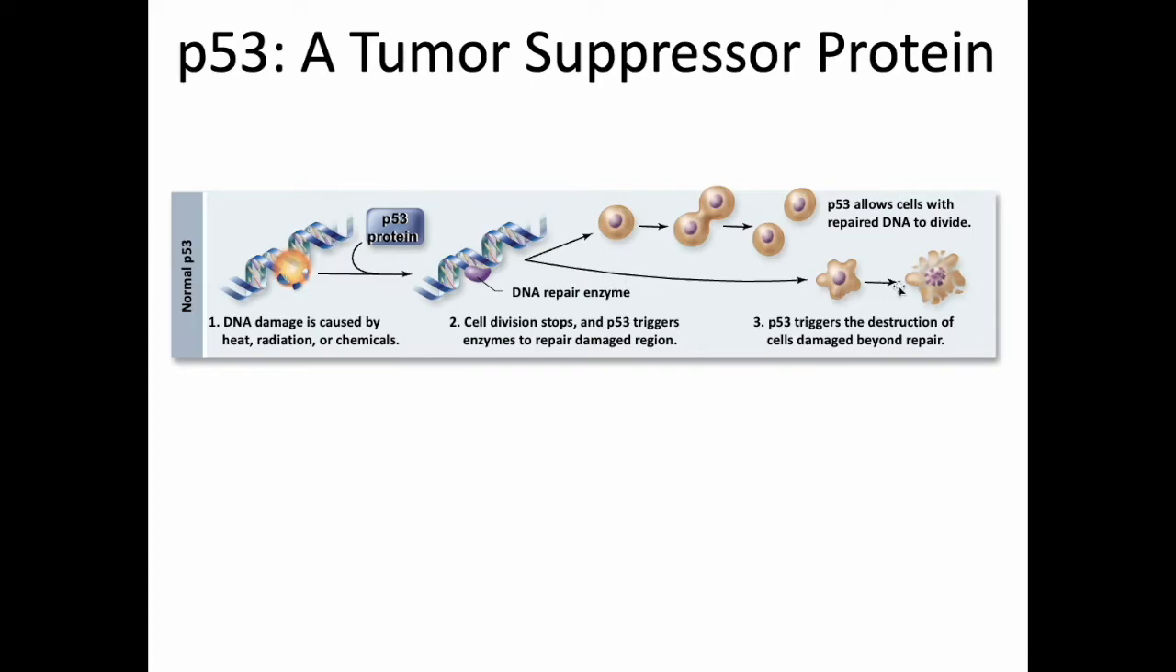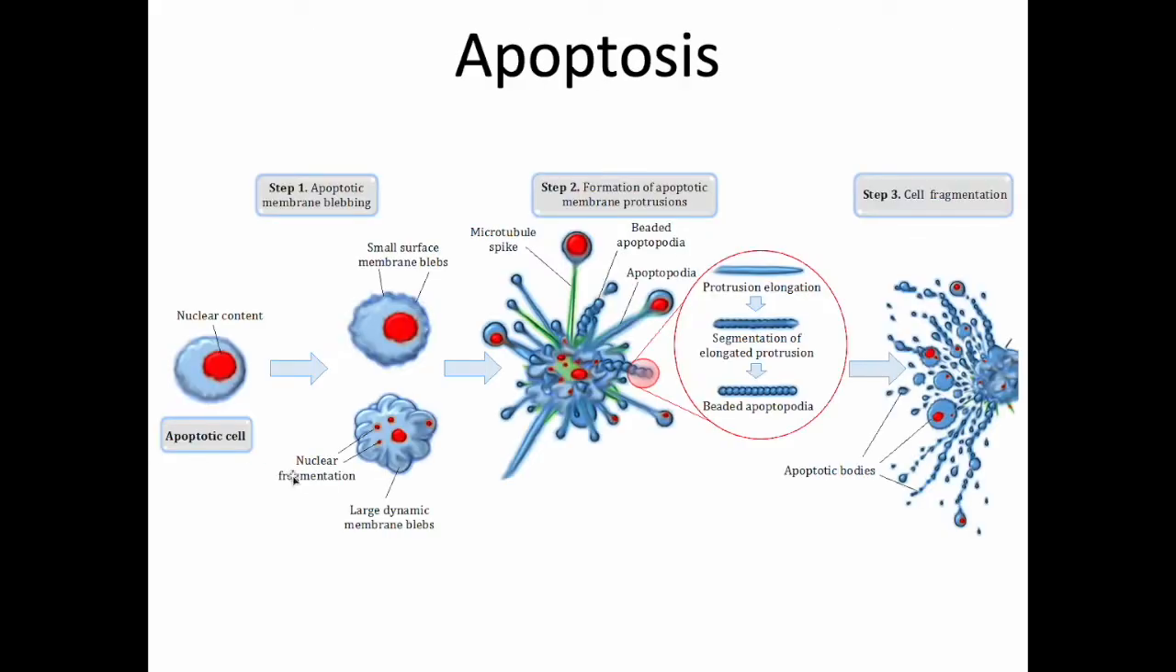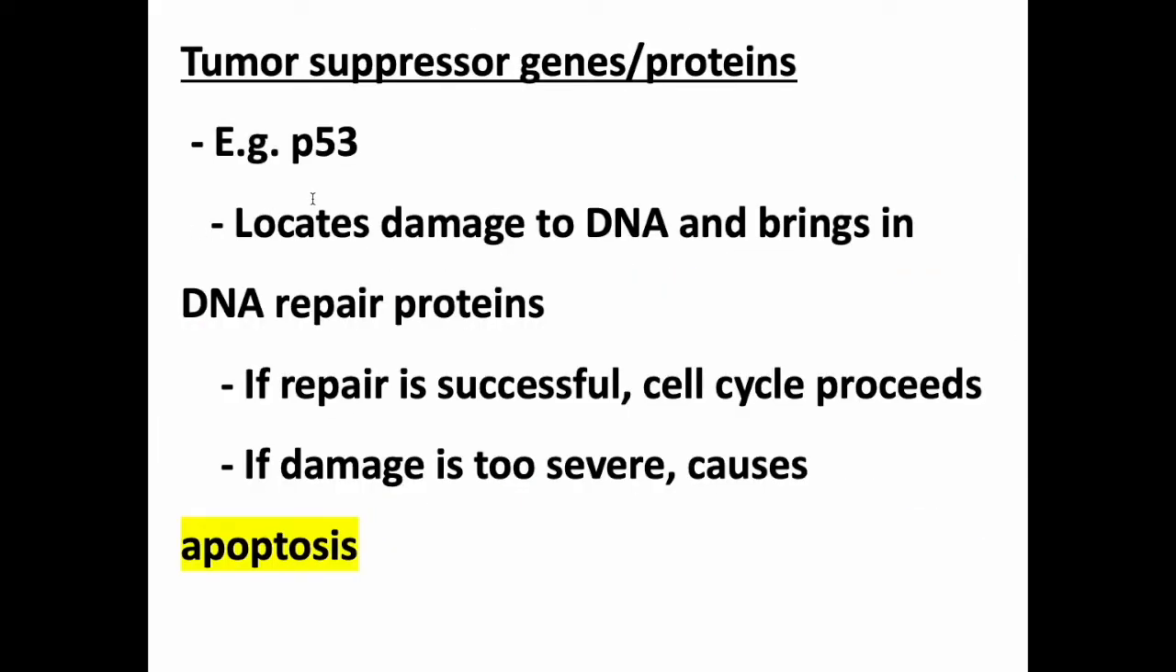And it can cause this cell, if it has damaged DNA that you can't fix, to destroy itself, which should look familiar. This is apoptosis from the previous chapter. So P53 can trigger this if the damage is too severe. So P53 locates damaged DNA, brings in repair proteins to fix it. If the repair is successful, the cell cycle proceeds. If the damage is too severe, apoptosis.